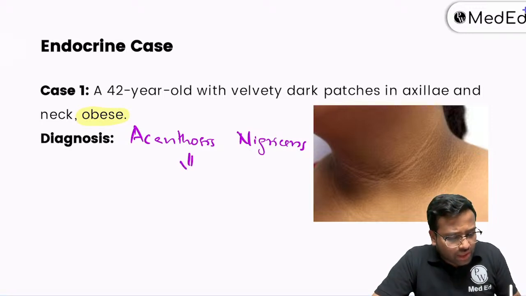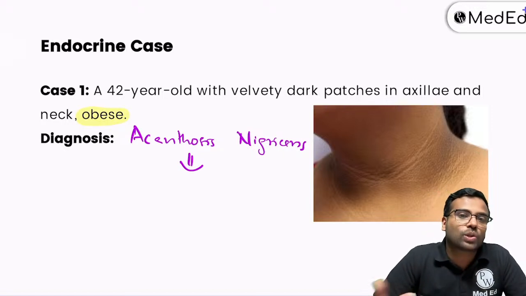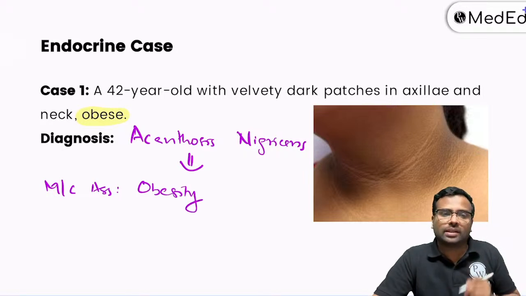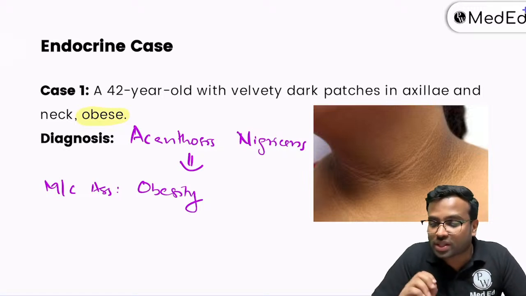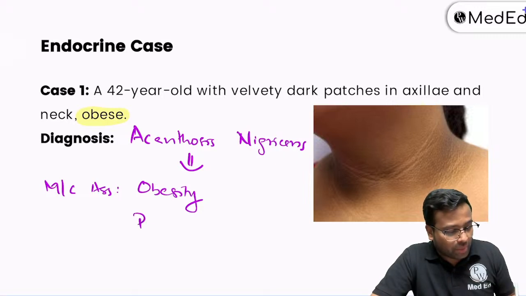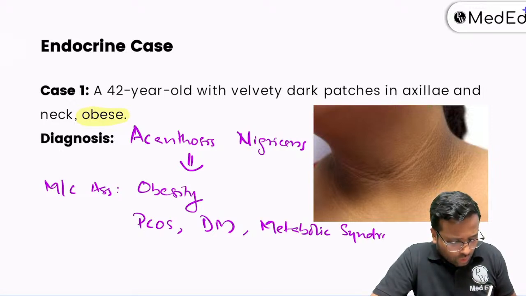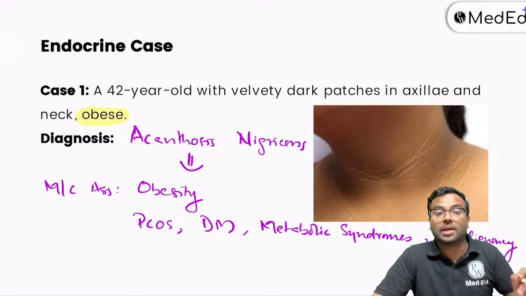Now, what are the associations? Why am I teaching this when I'm talking about the skin and the systemic diseases? What is the most common association of this disease? The most common association is going to be obesity. But along with obesity, there are multiple diseases with which acanthosis nigricans is associated. What are those diseases? This can be PCOS, it can be diabetes mellitus, it can be any other metabolic syndromes, and rarely it can be associated with malignancy like GI malignancy as well.